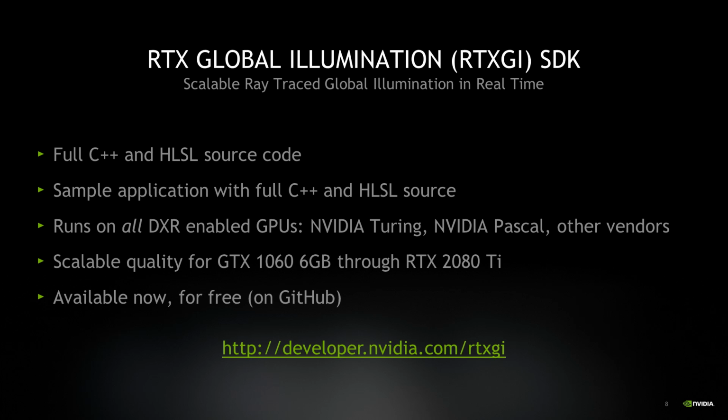And even better, the SDK is available now for free. We're providing the source code through GitHub to make revision control as convenient as possible and lower the friction when you move to future versions of the SDK. We're also using GitHub as the central location where you can report bugs, get support if you have questions, and submit pull requests if you'd like to contribute back. Head over to the RTXGI page on developer.nvidia.com to request access to the SDK.